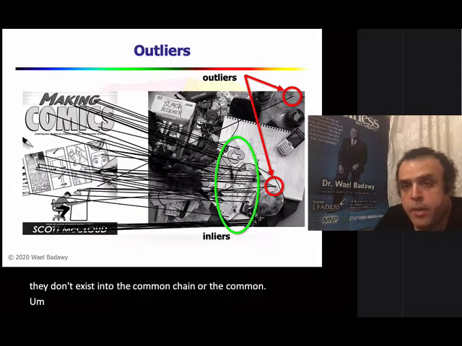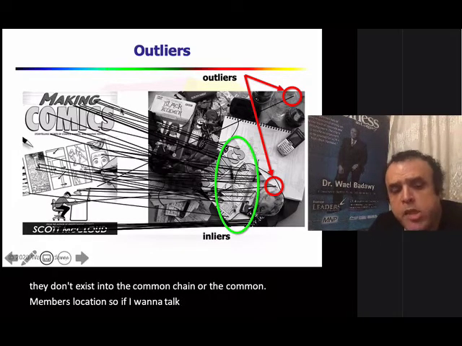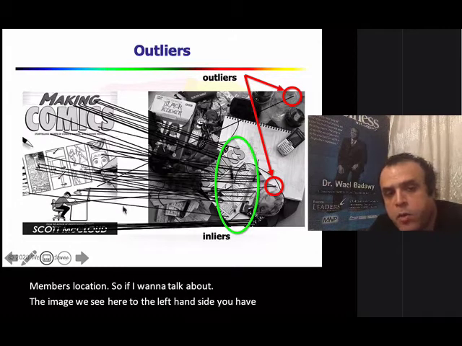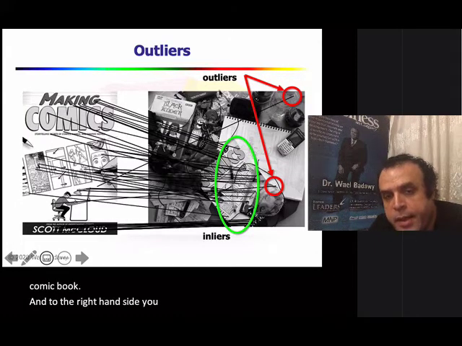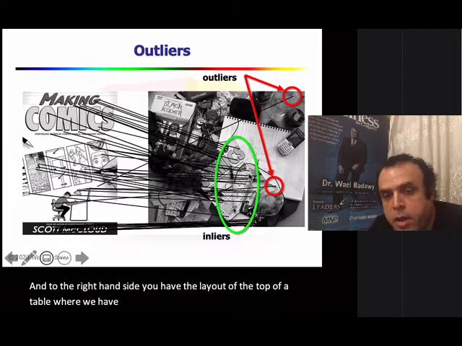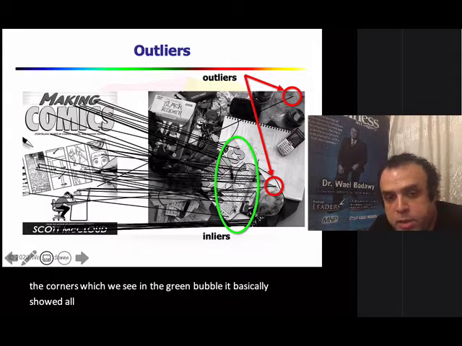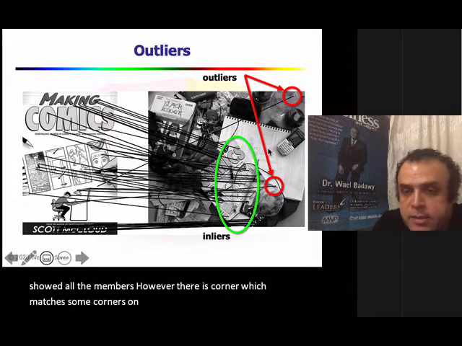If I want to talk about the image we see here, to the left hand side you have the comic book, and to the right hand side you have the layout of the top of a table where we have this comic book. The points or the corners which we see in the green bubble basically show all the members. However, there is a corner which matches some corners on the cover which actually do not exist on the cover.